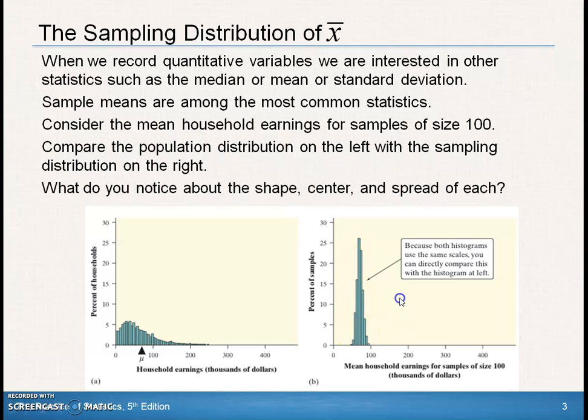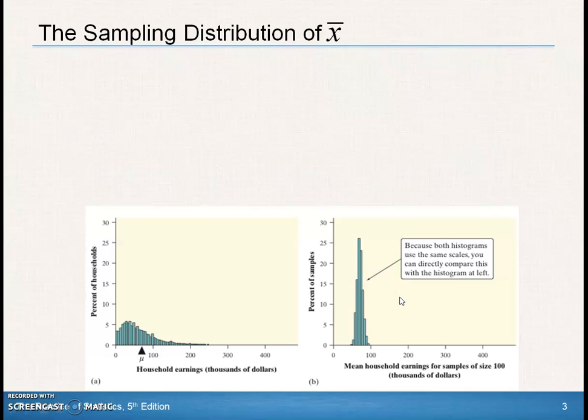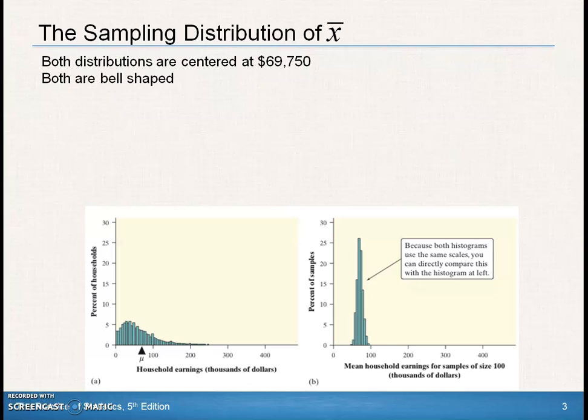What do you notice? Well, let's see here. Both distributions are centered about 70,000, 69,750. Both are bell-shaped. This one's a little bit cut off on the left. This one's pretty bell-shaped but skinny. The right has less spread. This is spread out from 0 to about 250,000, and this one goes from about 50,000 to 100,000.